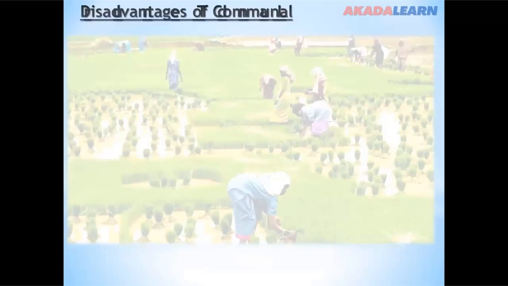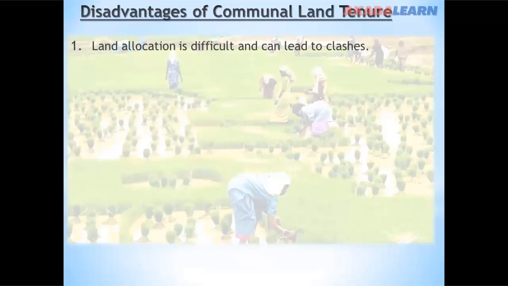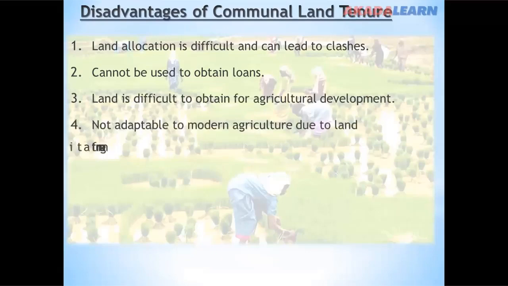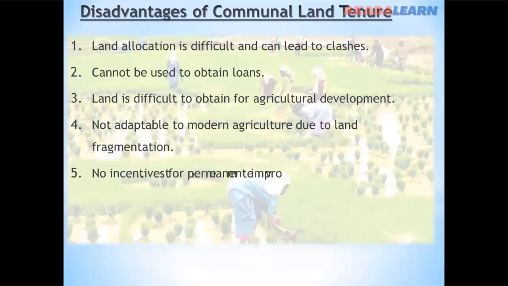Disadvantages of the communal land tenure system. Number one, land allocation is difficult and can lead to clashes. Land cannot be used to obtain loans. Land is difficult to obtain for agricultural development. It is not adaptable to modern agriculture due to land fragmentation. There are no incentives for permanent improvement.